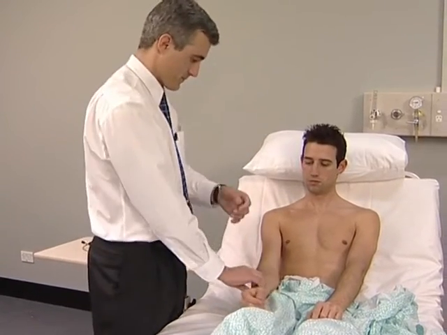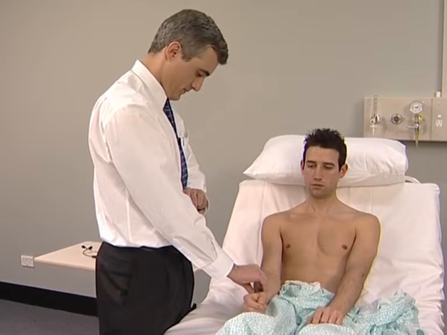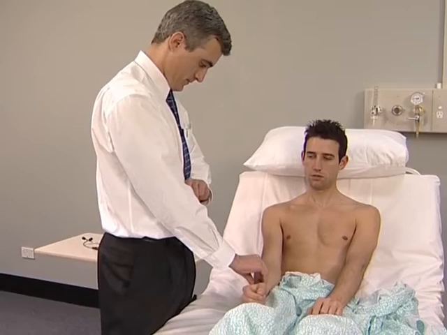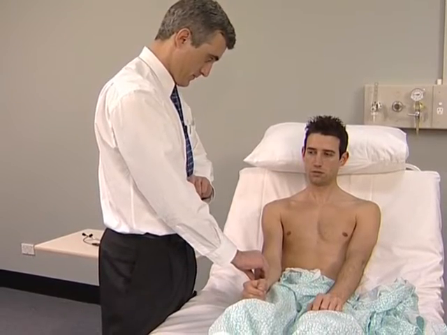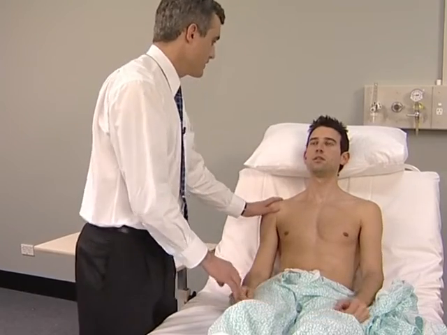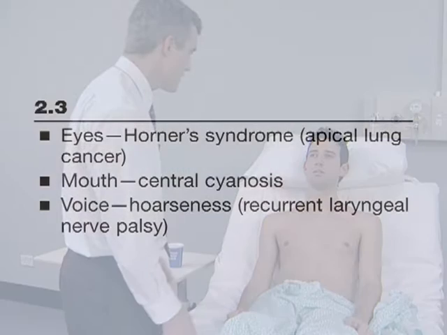Take the pulse for tachycardia, which will accompany respiratory failure or the use of bronchodilators. The irregular pulse of atrial fibrillation is common in patients with chronic lung disease. Now just rest your head. The examination now moves to the face.